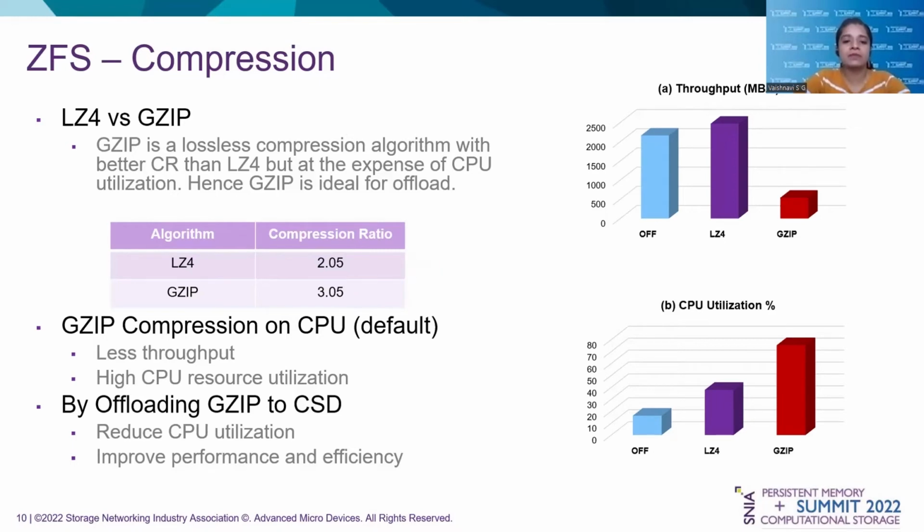throughput is also less. Every application today would want a lossless compression with a better compression ratio. Even though GZIP compared to LZ4 is giving us that, but it's coming at the expense of higher CPU resource utilization and a lower throughput. We can say that an ideal compression algorithm would be one where we can achieve good compression ratio with higher throughput and lesser CPU resource utilization. So we chose GZIP algorithm for offloading.